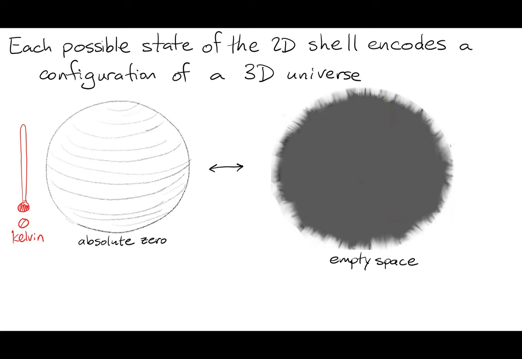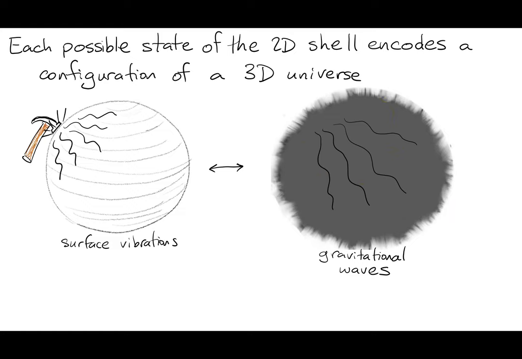But you can consider different states of this material. You could give it a little whack with a little hammer, and then there'll be some ripples going through. And so then that quantum state would somehow carry the information about a different space-time that might have some gravitational waves going through. So this is a 3D space with gravity. This is just 2D physics without gravity.